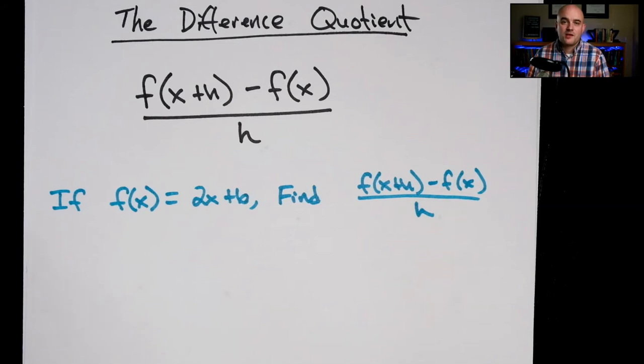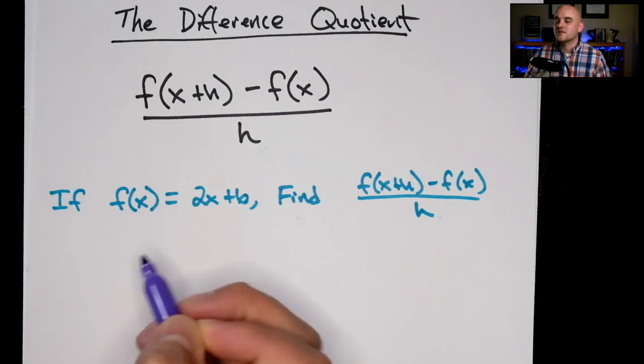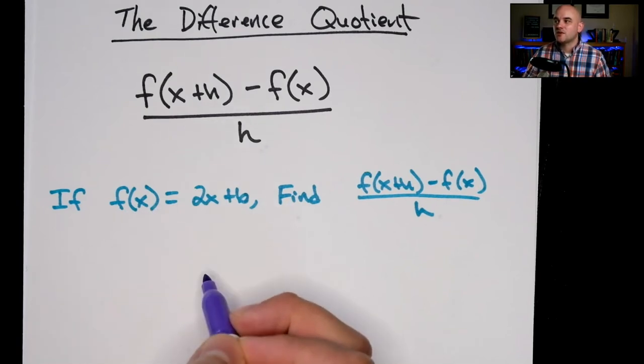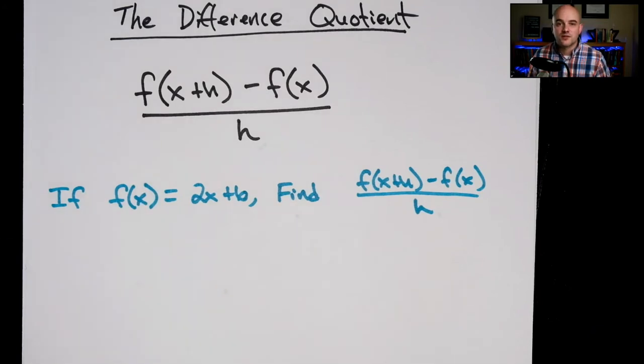What it is and as far as how it's applied, you don't have to worry about it right now. Right now in my class, what I want you to be able to do is to take some function that is the f of x, and so in this case it's 2x plus 6, and then I want you to substitute it into what we call the difference quotient.